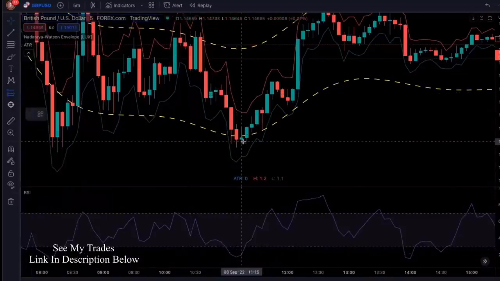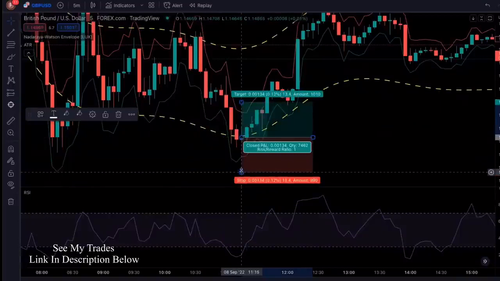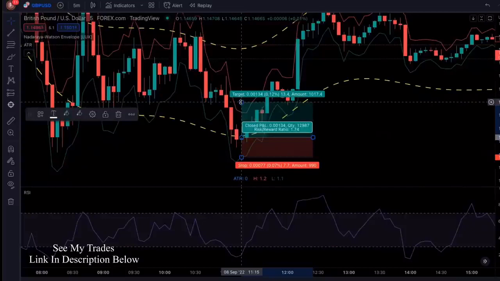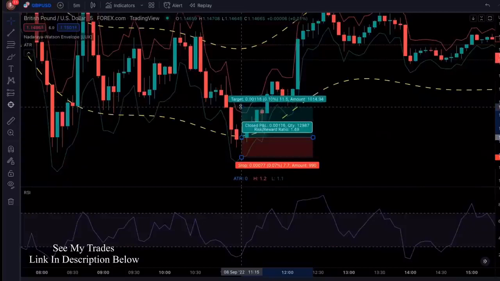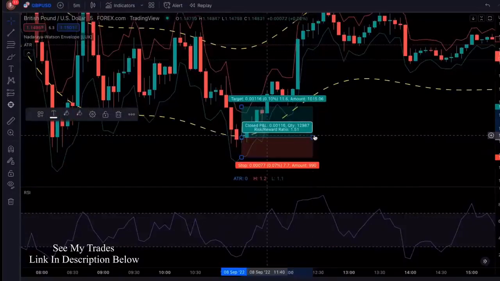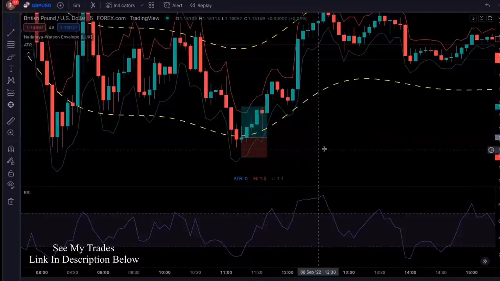Let's see if this was to work. Get a green candle, get in, set the stop loss at the ATR line, 1 to 1.5. Right, would have hit right there.